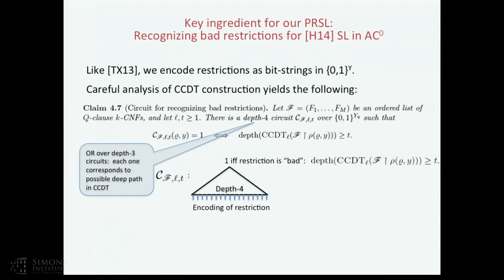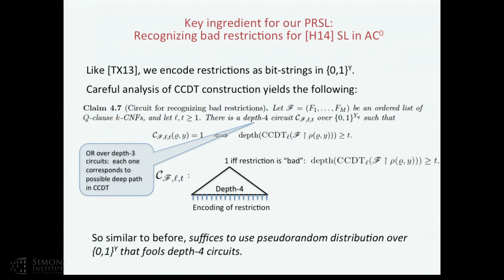Okay? And there's something crucial here. The crucial thing will be on the next slide. So this is very much as before. We don't need to have true randomness for our underlying encoding of restrictions. It's enough to have a pseudorandom distribution that fools the circuit that does this recognition. Right? Enough to have a pseudorandom distribution that fools this depth 4 circuit.